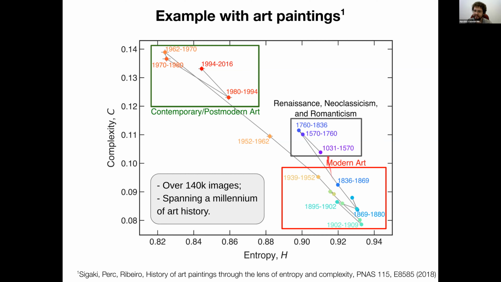And this basically shows the evolution of art paintings in the complexity entropy plane. And the localization of the points in the complexity entropy plane somehow matches the art periods. For instance, these points here are usually associated with modern art, and after modern art ends, we see a transition to postmodern art that is also captured by the values of entropy and complexity. So the transition from this to this part of the complexity entropy plane.